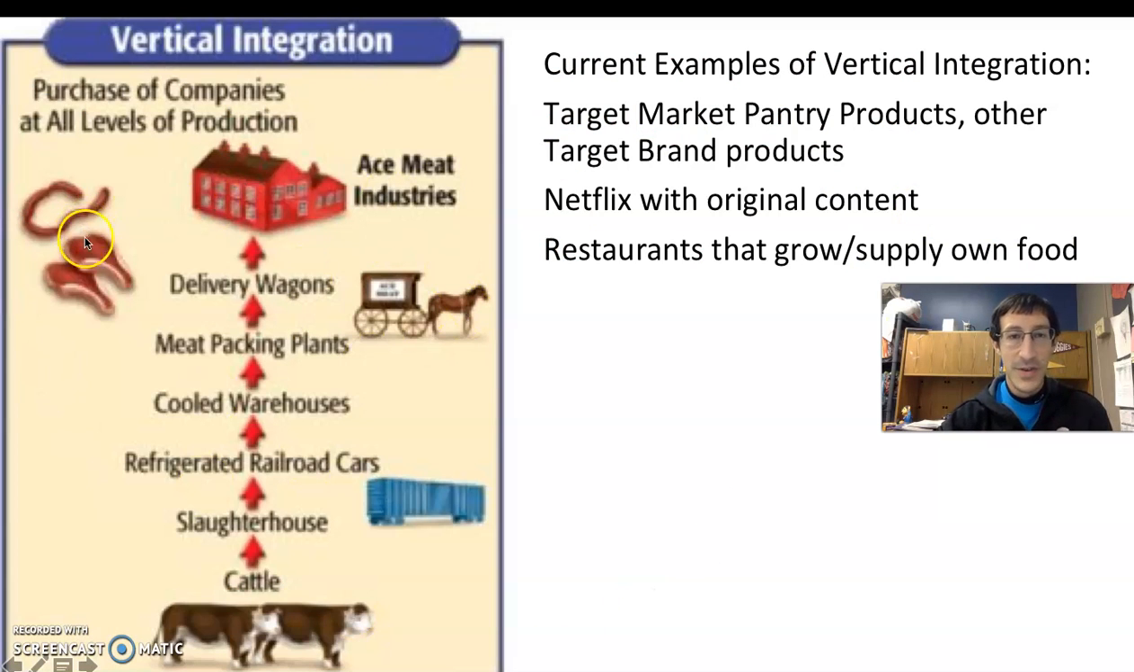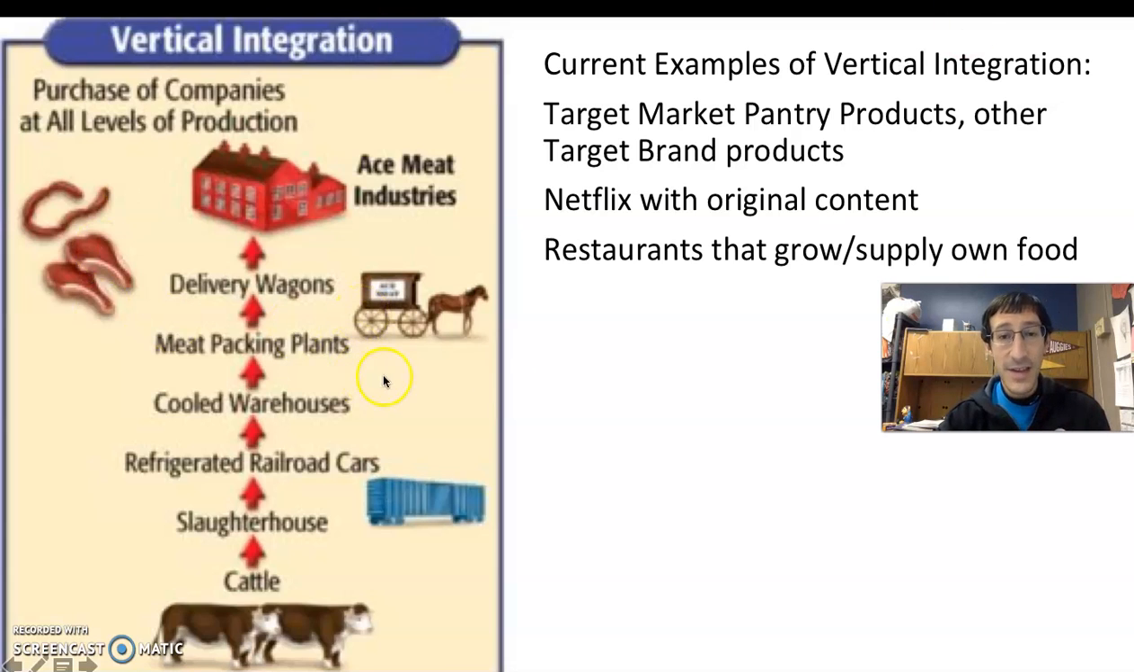I usually use it with U.S. history with the idea of vertical integration. So some current examples would be restaurants that grow or supply their own food, Netflix making their own original content rather than taking it from other companies, or Target with the Market Pantry or other Target brand products that are just sold at Target. That's considered all within the ideas of vertical integration.